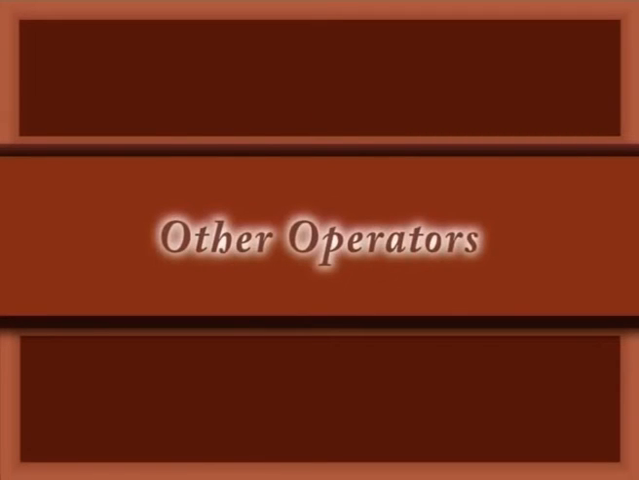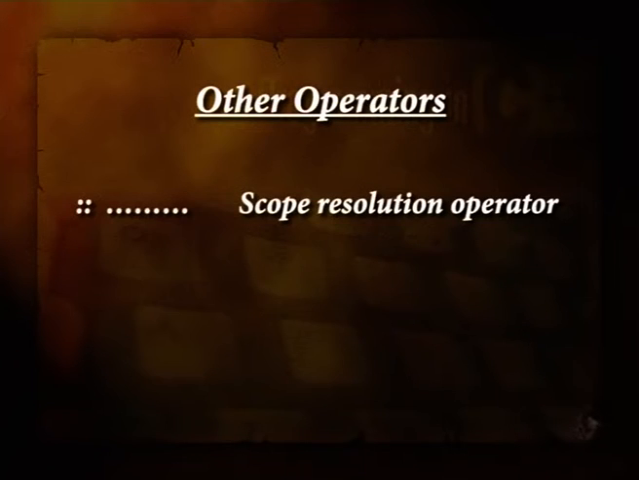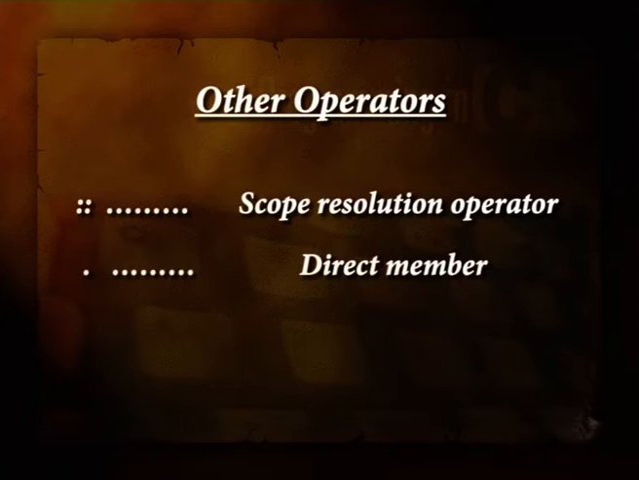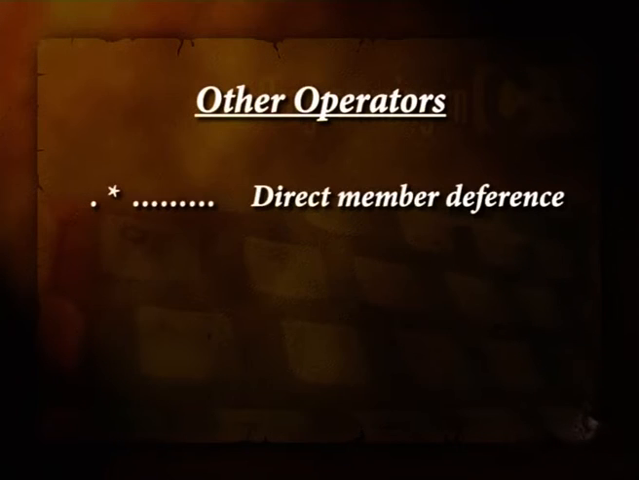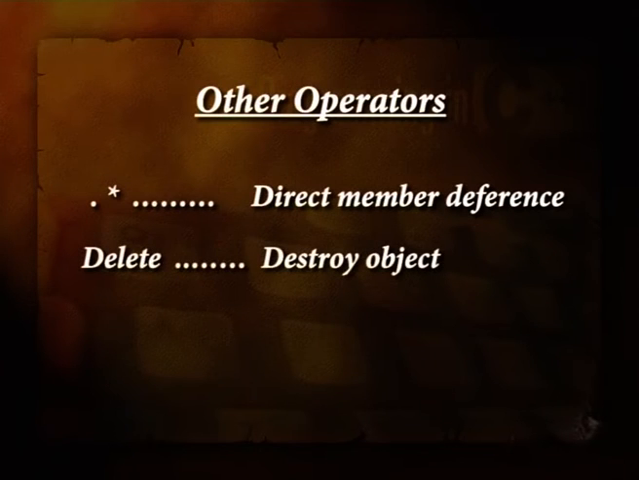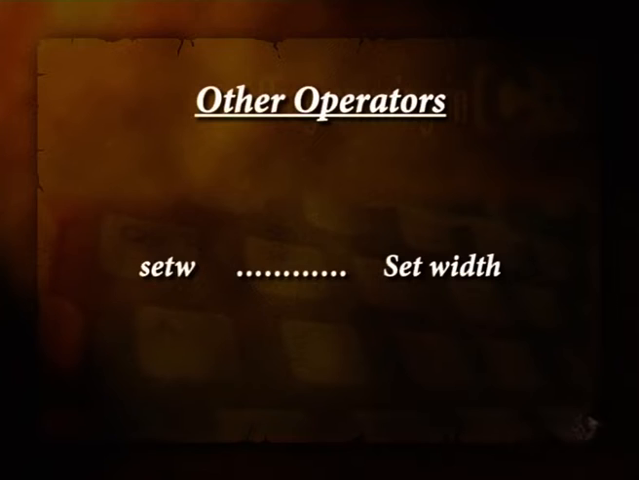Other operators. These are special operators available in C++ only. For example, scope resolution operator, direct member, indirect member, indirect member dereference, direct member dereference, destroy object, line end, create object, set width, etc. Thus, we can say that these operators make a backbone for C++, being used extensively for the various types of calculations and logical work.